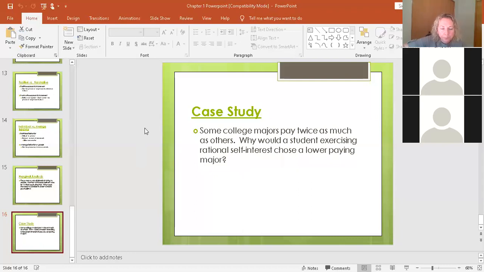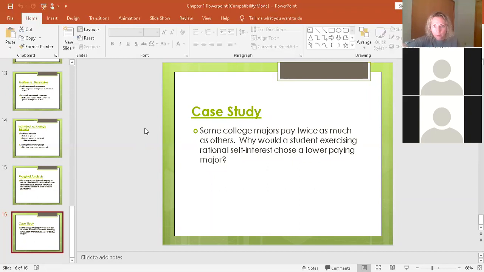The next one. Some college majors pay twice as much as others. Why would a student exercising rational self-interest choose a lower paying major? Okay, so let's talk about the highest paying majors on campus. Probably med, like pre-med, or what is it called? Biomed, right?